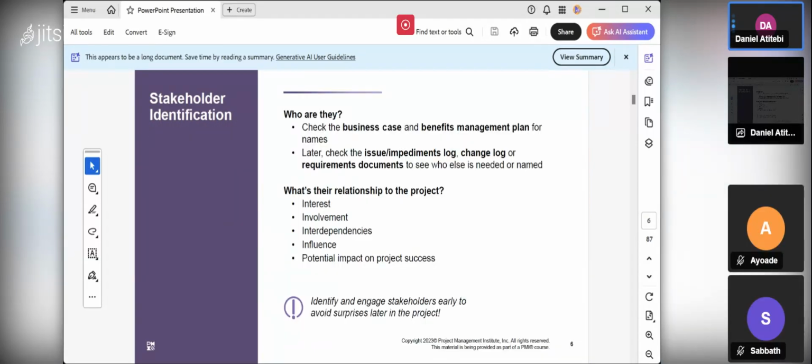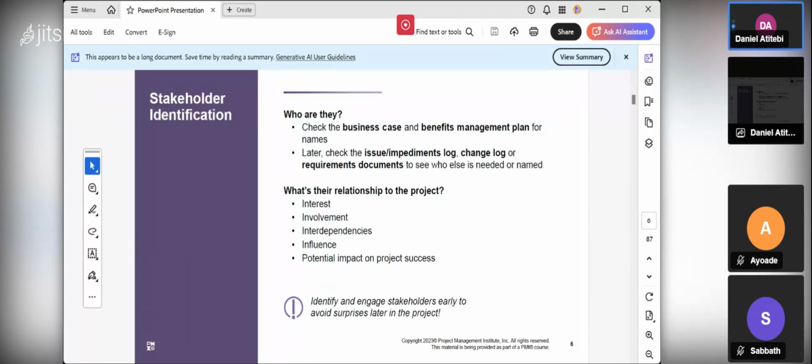Then stakeholder identification, that's the starting point. You should be able to identify your stakeholders because throughout the life of your project, you keep on identifying stakeholders, because any stakeholder that you did not identify early can cause surprise to you. That's why we say identify and engage stakeholders early to avoid surprises later in the project, because they can draw you back. So it is your duty and responsibility, as your project is about to start, to identify first and foremost the key stakeholders. Later on, you can keep on identifying all the other stakeholders too.